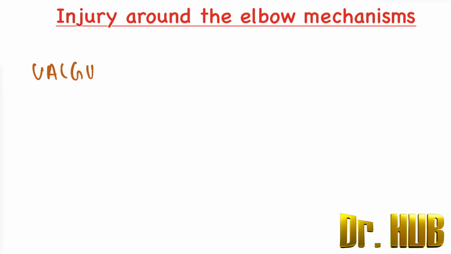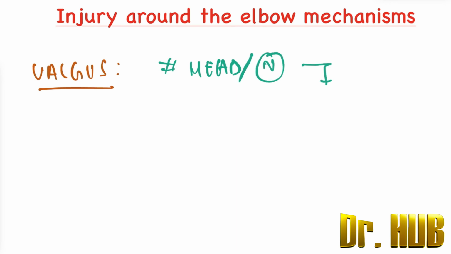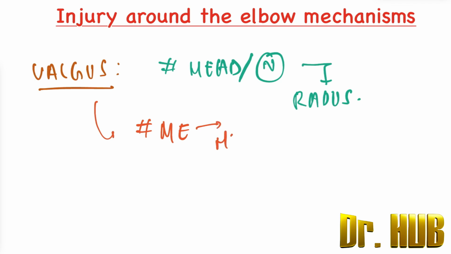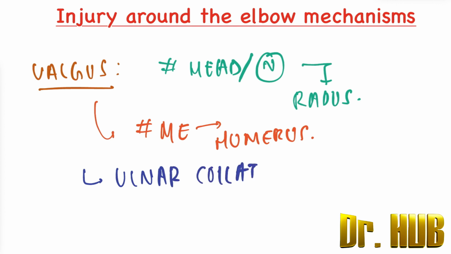So we begin with the valgus injury. In the valgus injury, there is a fracture of the head and the neck of the radius. A fracture of the head as well as the neck, and this is of the radius. Next, it involves a fracture of the medial epicondyle of the humerus, and also the ulnar collateral ligament injury.